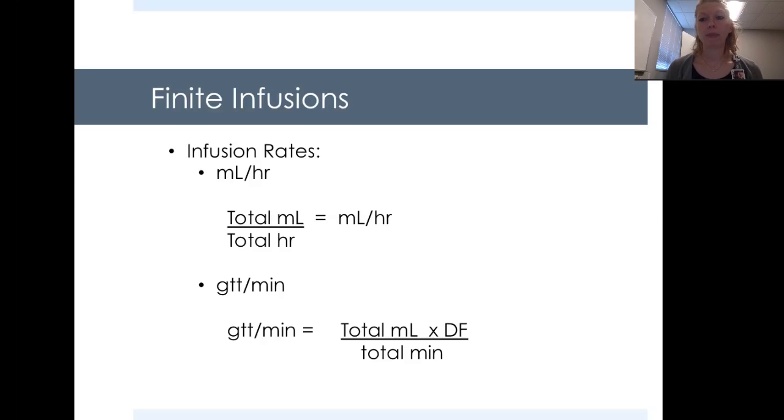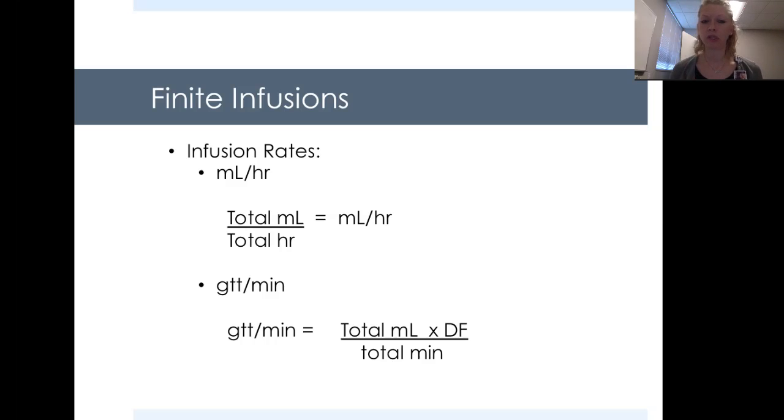So let's talk about milliliters per hour first. This is the very standard way to program IV pumps. Essentially, you're telling the IV pump how many milliliters, so liquid volume of this solution, to put through in 1 hour. So that's what this means. So what I'm going to do is take the total amount I'm supposed to give, total milliliters, divided by the total time it's supposed to take, total hours. That will give me a milliliter per hour rate.